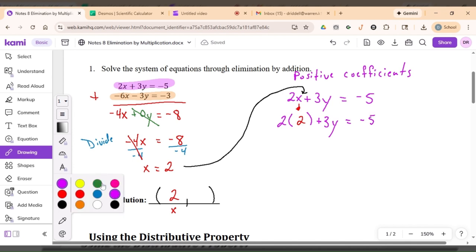And after that, everyone, it's so repetitive. It's the same steps over and over. You have parentheses. Parentheses mean multiply, okay? So this is where we multiply. And 2 times 2 is 4. So we get a 4 plus a 3y equals negative 5.